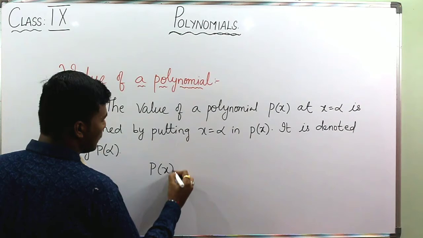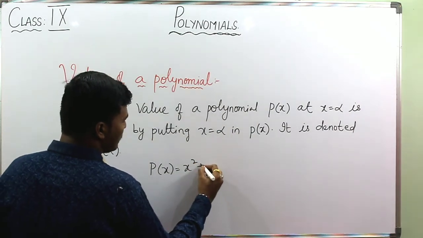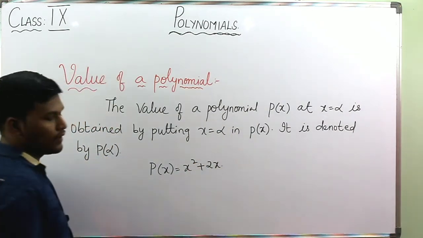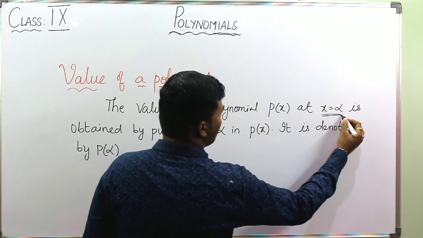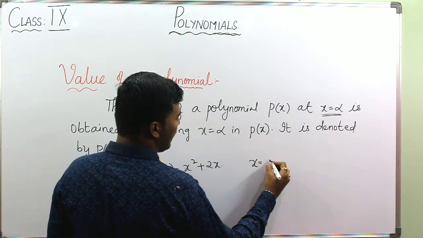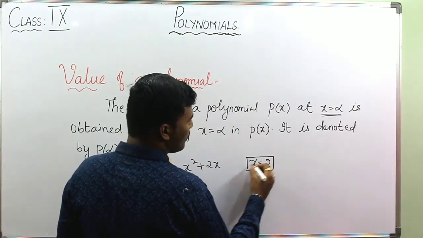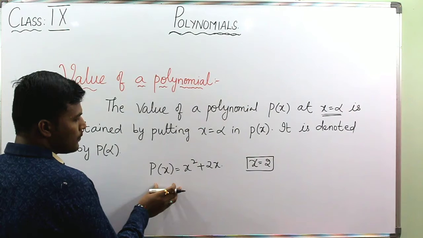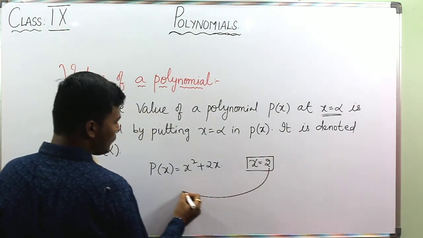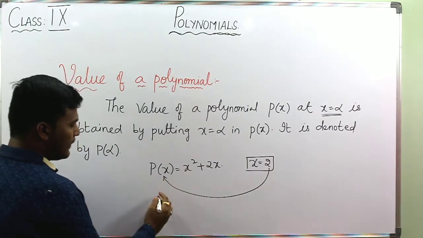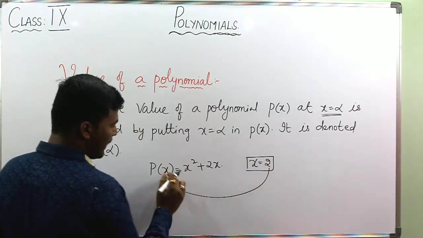Okay, so now here, first we are considering a polynomial p of x. Let us consider p of x is equal to x square plus 2x. This is a polynomial, and at x is equal to alpha, I am considering any value, say x is equal to 2. So I will get the value of this polynomial by replacing x with 2 in this p of x.